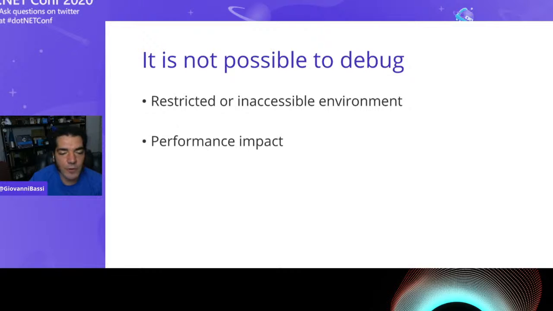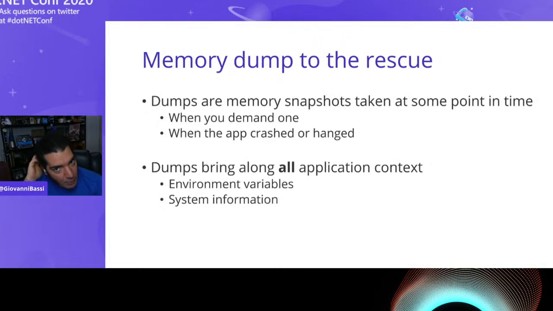The environment is restricted or inaccessible, or maybe you do have access, but it's going to impact the performance and the application cannot be impacted that way. So in this case, you basically have a problem in production that you cannot solve through the usual, easy way, right? So what do you do? Memory dumps come to the rescue.